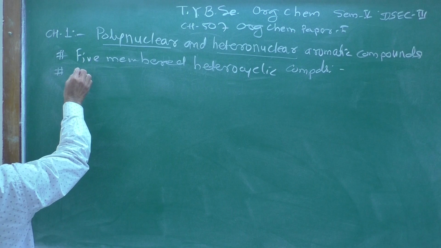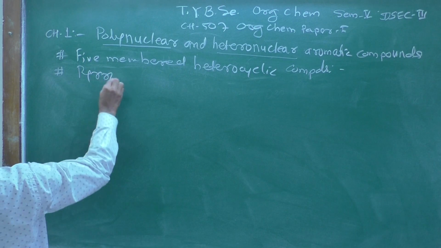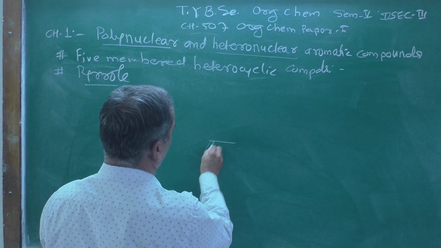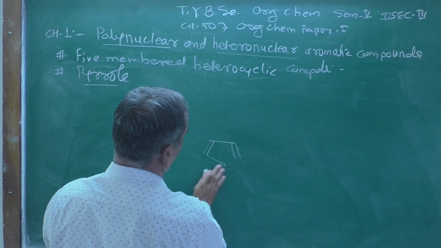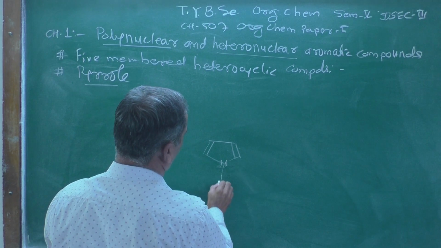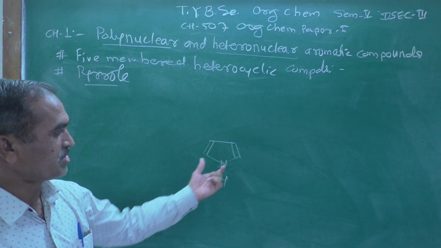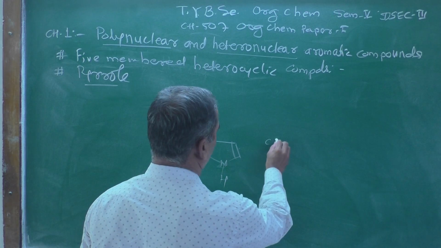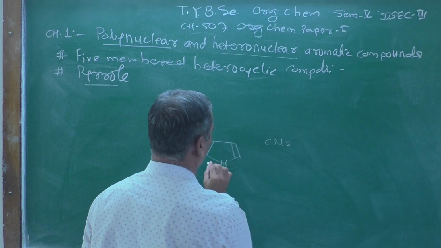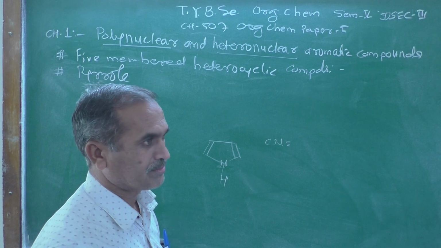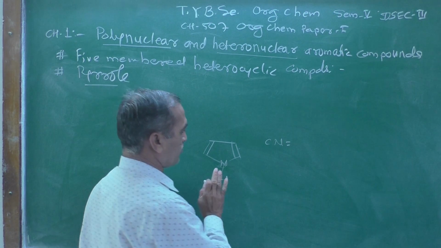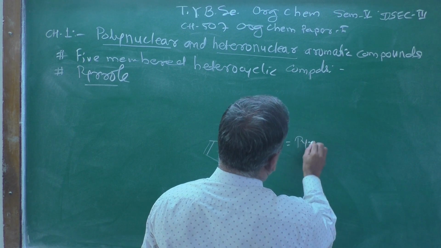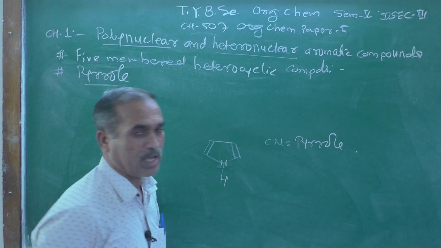We will talk about pyrrole, and as we know, pyrrole has a structure. Let's see here. This is the structure of pyrrole, which is a 5-membered ring. The common name of this compound, which is represented on the blackboard, is pyrrole.